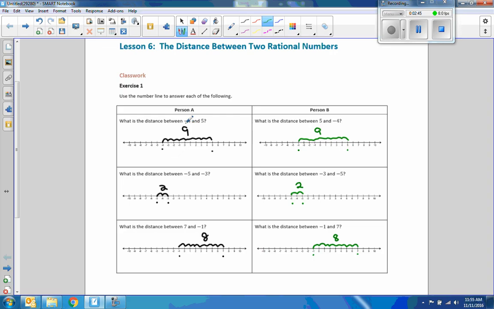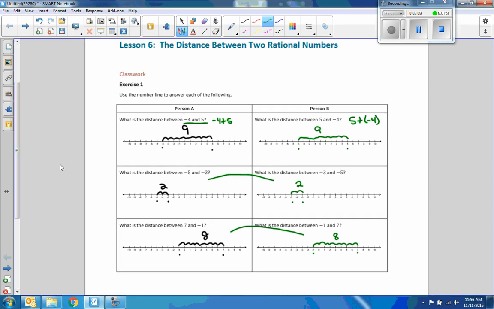Okay, so here it says the difference between -4 and 5, so that'd be -4 plus 5. Over here it says 5 and -4, which means 5 plus a -4. So our equations are in a different order, but we are getting the same result. And you should see that you're getting the same result in each one. Okay? And why is that? What property tells us that the order does not matter?